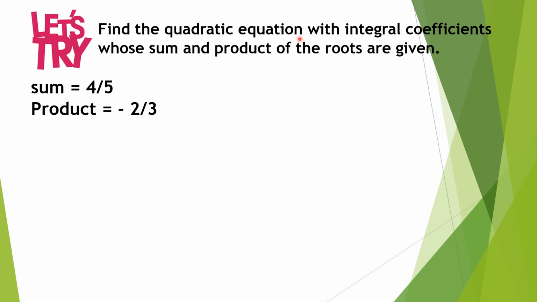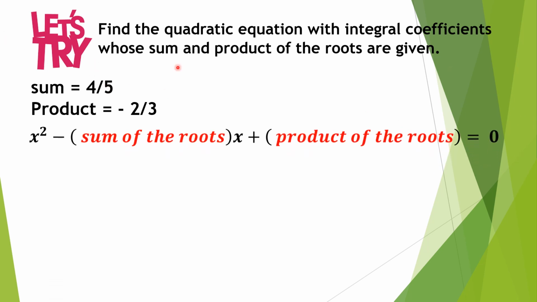Find the quadratic equation with integral coefficients, meaning the coefficients should be integers, so no fractional coefficients, whose sum and product of the roots are given. So the sum is 4/5, a fraction. Product is negative 2/3. So we have x squared. You negate this one, get its opposite. Get the opposite of 4/5. So we have now this one.